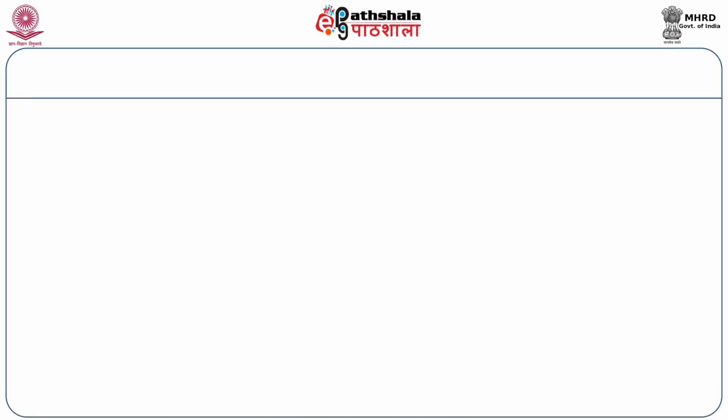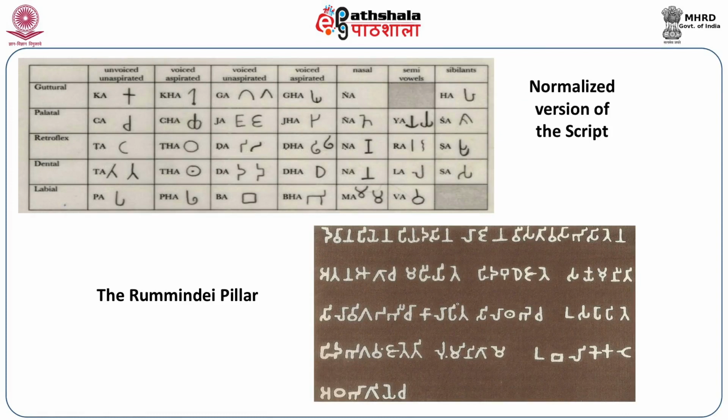The Greek script was used for writing a few Greek inscriptions that are found in the northwestern part of Ashoka's dominion. And then we have some Aramaic inscriptions, again in those parts of the subcontinent. But of all these, Brahmi is the most widely used script in Ashokan inscriptions. If we look at the Brahmi script, at the top we can see the normalized version of the script as it should look, and at the bottom we can see the famous Rumindai pillar inscription, one of the best preserved inscriptions of the Ashokan period.